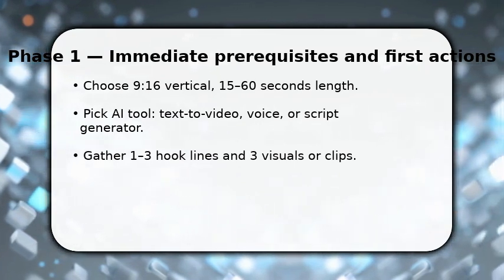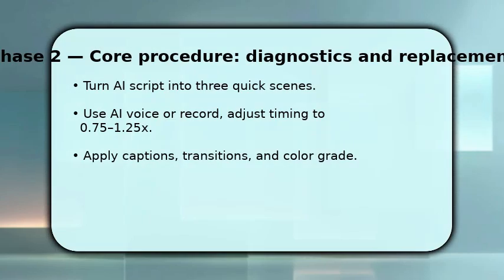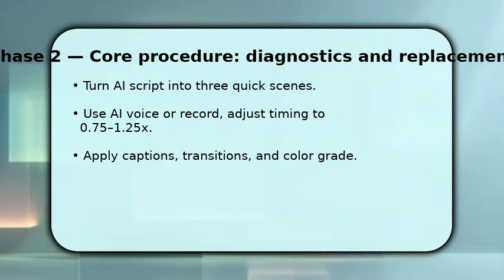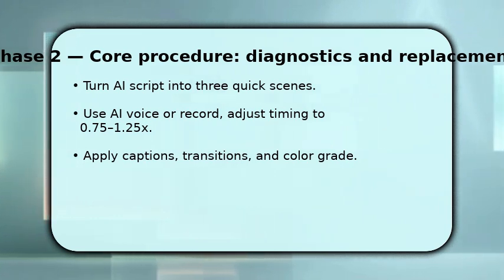Now assemble the short. Import your visuals and paste the AI-generated script into a storyboard, splitting it into 3 tight scenes. Once done, generate an AI voice or record your own. Match line length to scene timing and tweak speed between 0.75 and 1.25 times for natural flow.